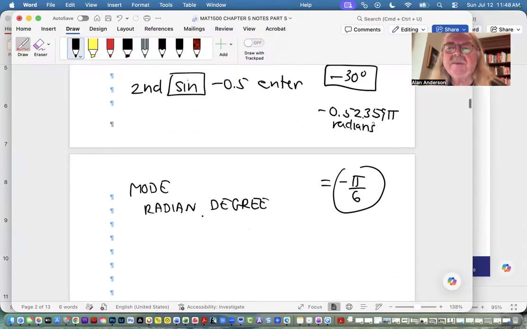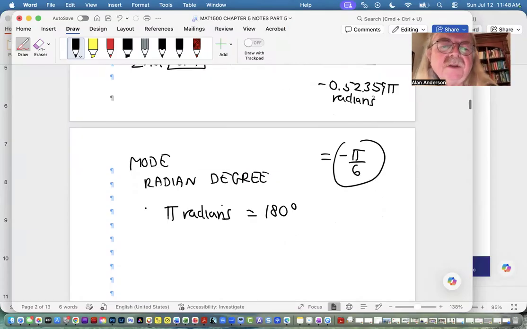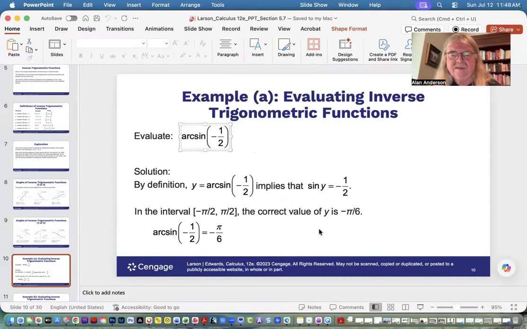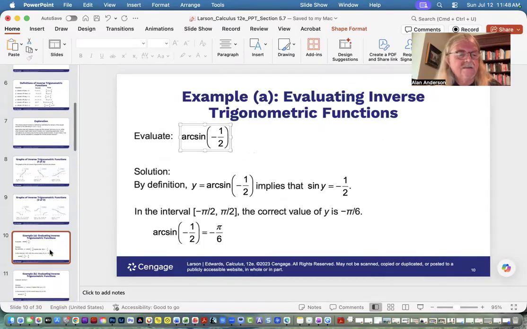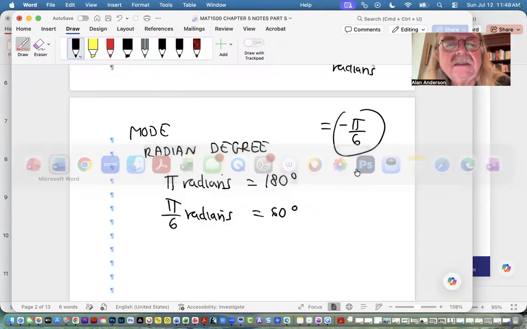Either that, or if you remember how this works, that implies that pi over 6 radians is 30 degrees. So we could have figured it out that way. In fact, that's how it was done before calculators came along. All right. Arc cosine 0.